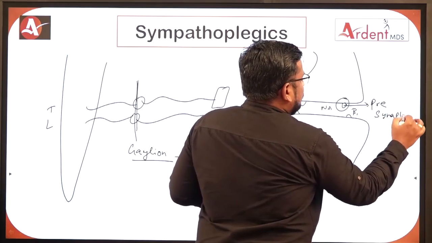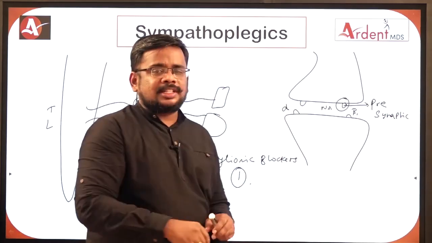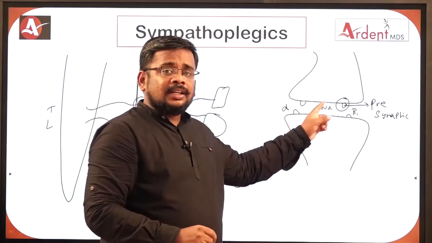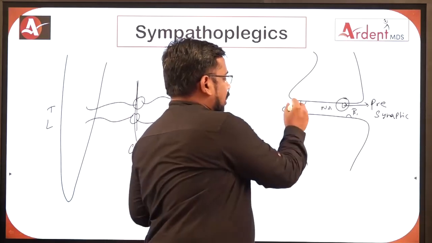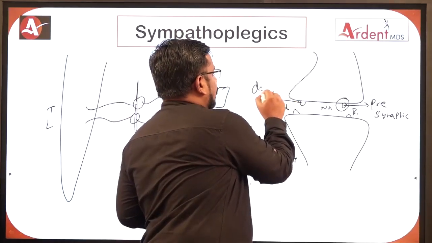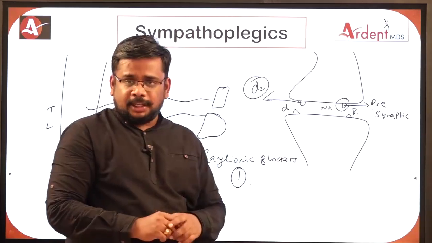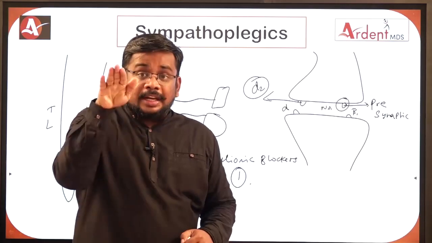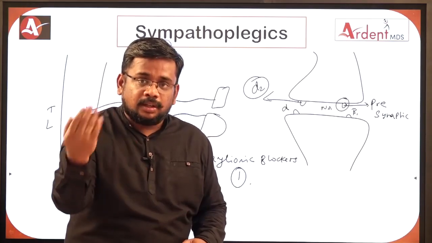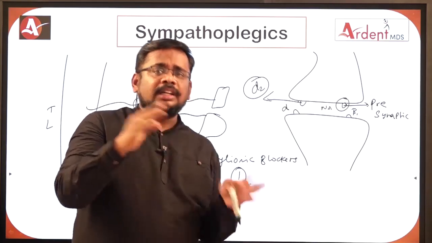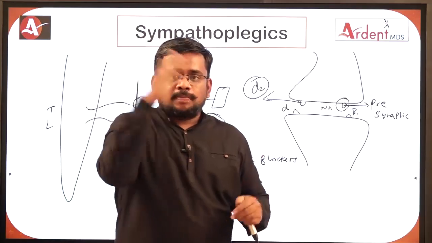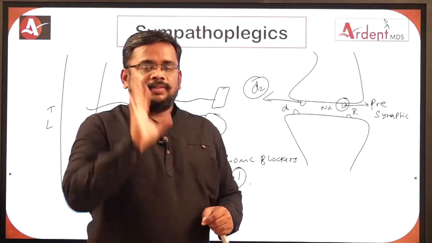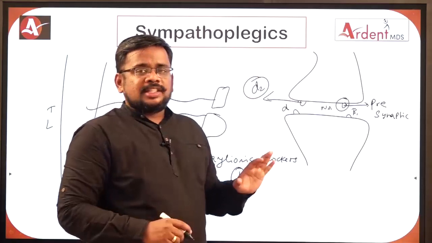Generally this noradrenaline acting on the postsynaptic receptors increases the sympathetic activity. But if the noradrenaline acts on alpha 2 receptors, those alpha 2 receptors are presynaptic in nature. If it acts on the presynaptic receptors, it acts like a brake. It decreases the sympathetic activity. Instead of increasing, it decreases. The same noradrenaline acts in two ways. If it is postsynaptic, it increases. If it acts on the presynaptic, it decreases. That's it, very clear. So alpha 2 are presynaptic receptors.